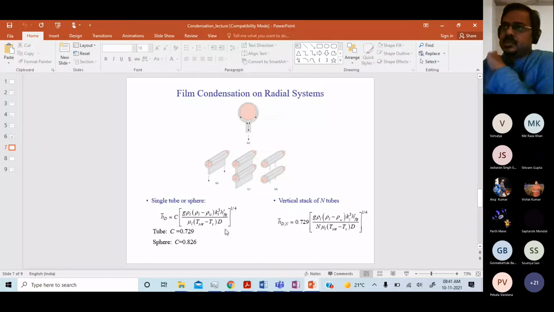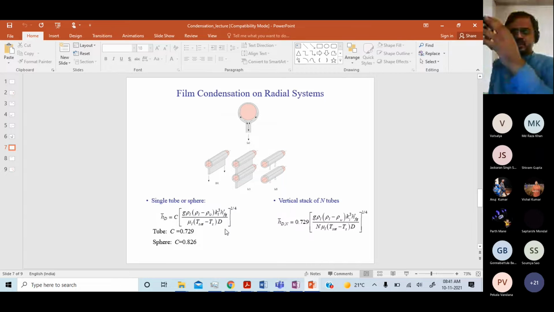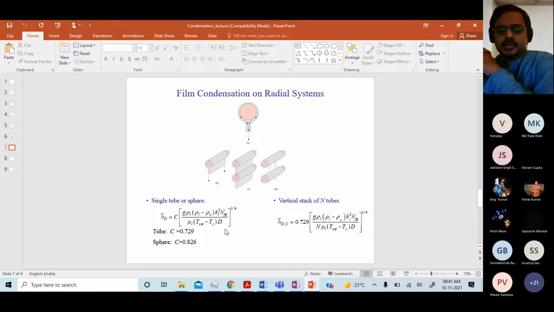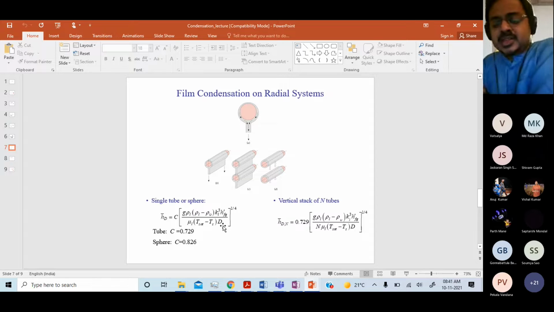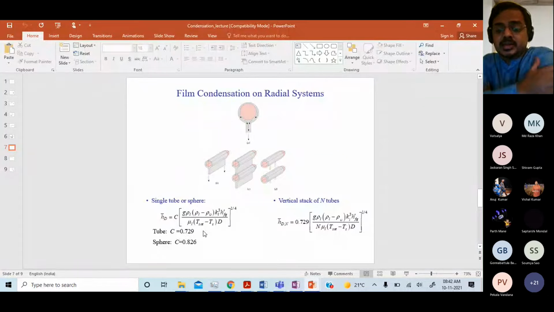And this D will become L. When you roll it in the form of a cylinder, then that initial L now becomes pi D. If this was my initial height, when I roll it, it becomes pi D. The correlation you have to use is exactly the same, except your D now becomes L by pi, and the coefficient instead of 0.943 becomes 0.729.